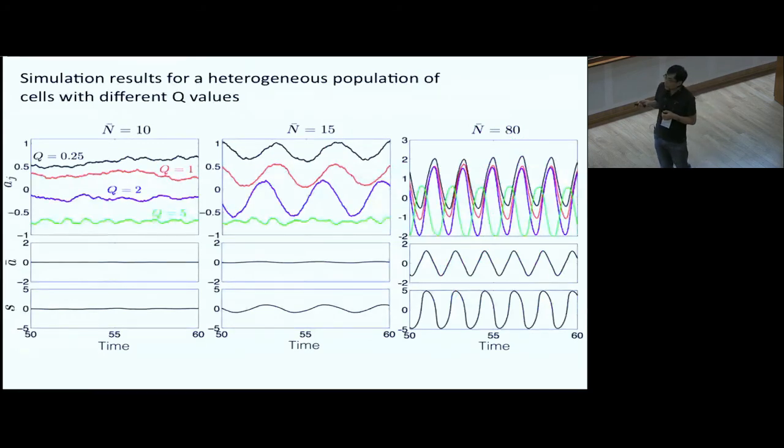Being a good student, he also did some simulations which are closer to the experimental situation. So he considered a heterogeneous population of these cells. He mixed these cells together with different Q factors. Some would show overdamped adaptation, some underdamped adaptation. Then he put them together, and actually this population as a whole can still oscillate when the coupling strength becomes sufficiently large.